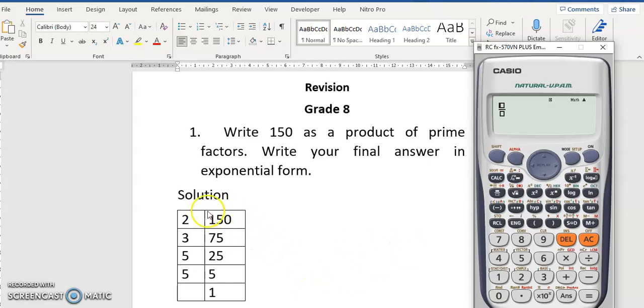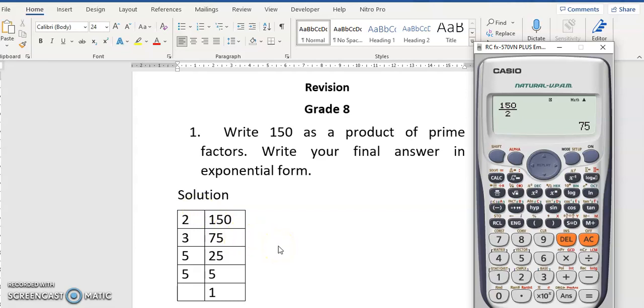Let's see whether 2 divides 150 without a remainder. So on your calculator, you press 150 divided by 2. And this one gives us what? 75. So you write your 75 here and your 2 here. Are we together?